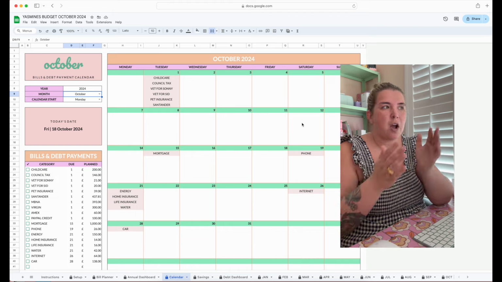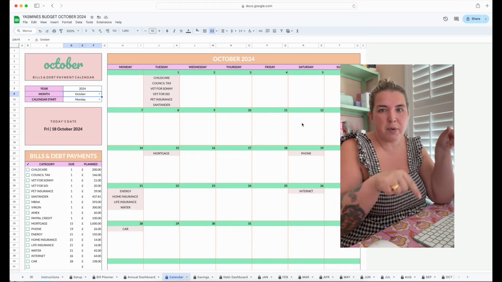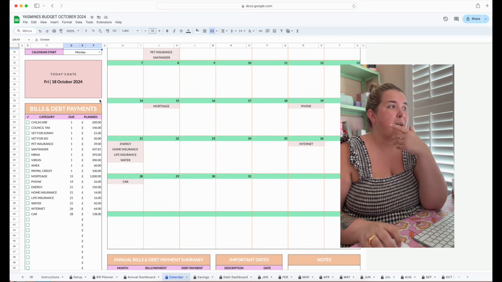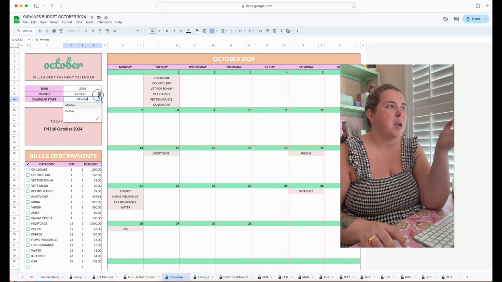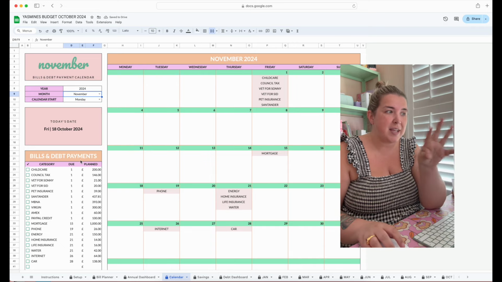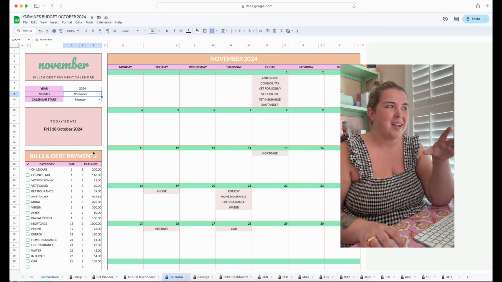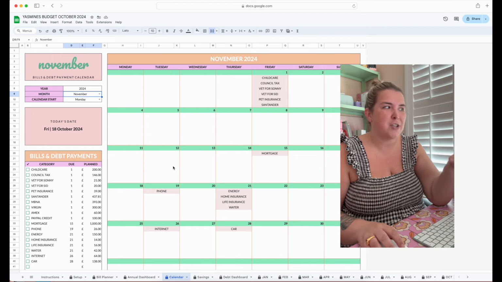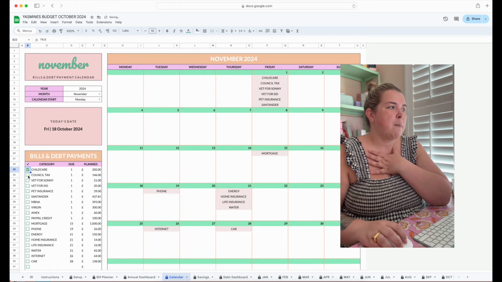If you've got a printer at home, you could just screenshot that and print it off, and then you've got a calendar for the month, and you know when the bills are coming out. You can change it to a Monday or a Sunday start if you want to. And if you want to see what November looks like, it will show you that as well. I think this is one of the best things about this budgeting spreadsheet, having a visual, because I'm such a visual person. And then you can tick off down here when they're done, if that's helpful.